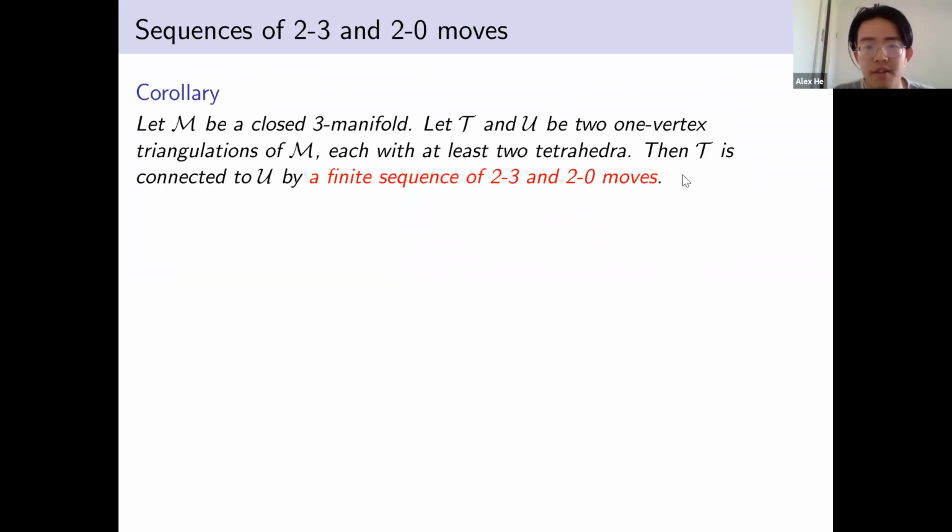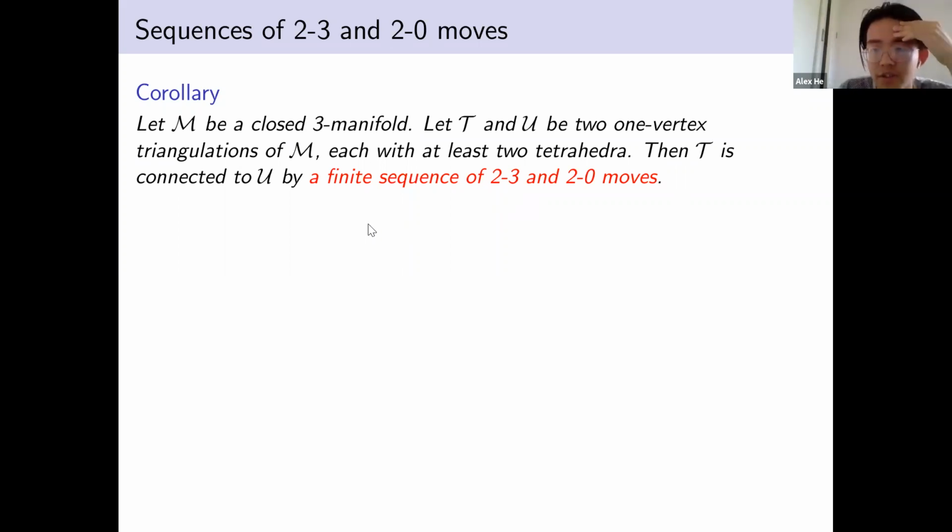One thing you can do with this, as an obvious corollary of the Matveev-Piergallini result, is that if you replace every single 3-2 move with a 2-3 and a 2-0, then your sequence becomes one that uses only 2-3 and 2-0 moves. So as a corollary of Matveev-Piergallini, you can get a sequence that uses only 2-3 and 2-0 moves.